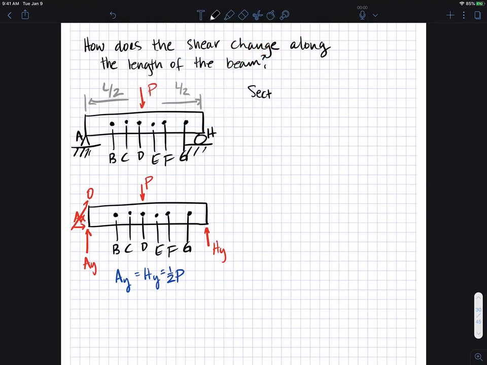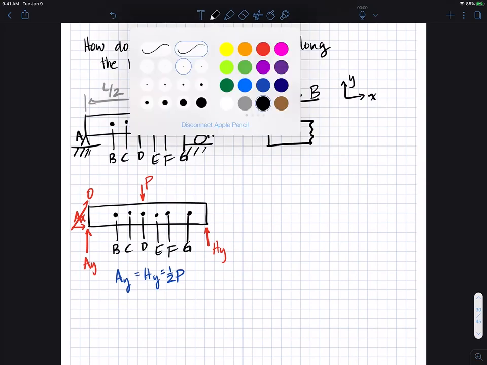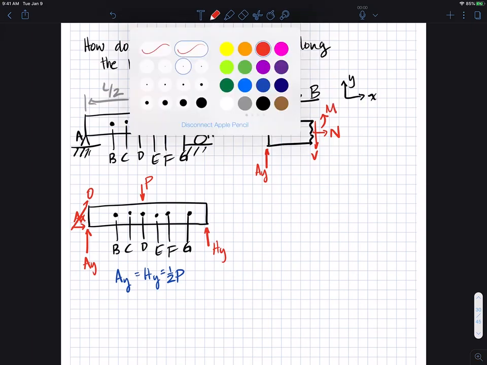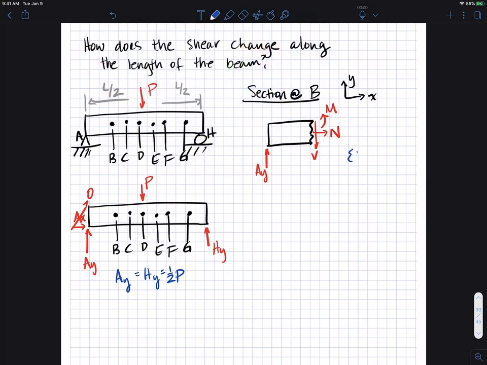It's for a section at B. Here's our coordinate system that we'll use. If I took that section, I of course would just have the AY on the left, just like we've done before, normal force, shear, using the positive convention. And I can see right away that the sum of forces in the Y direction will tell me that shear will be equal to AY.